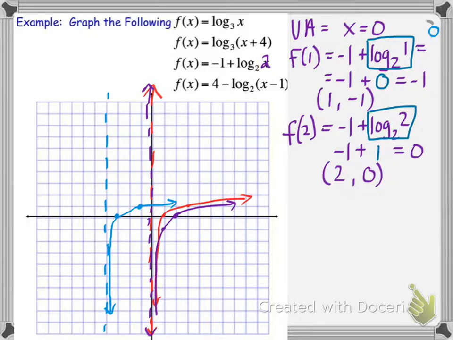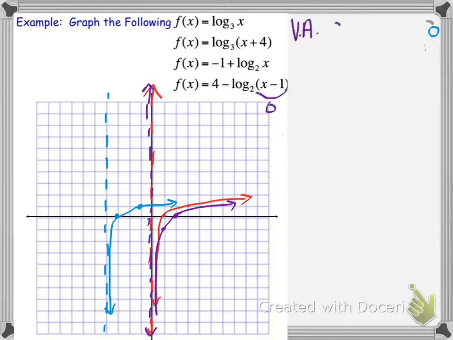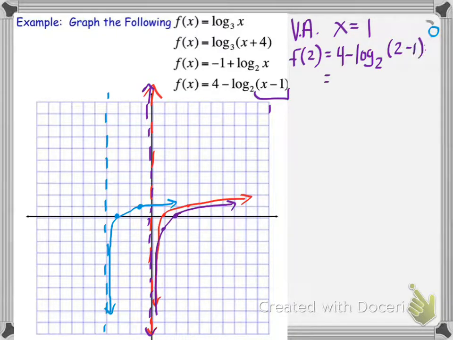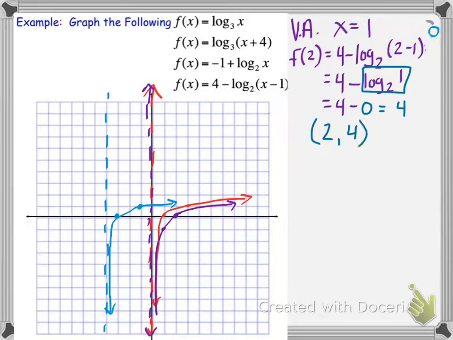So one more graph we'll look at here. It's the same exact thought process. When is the inside 0? The inside is 0 when x is 1. The next thing I look at is when is the inside 1, and that's when I plug in 2. Calculating that out, I end up getting 4 minus 0, which is 4. So my one key point is 2, 4.